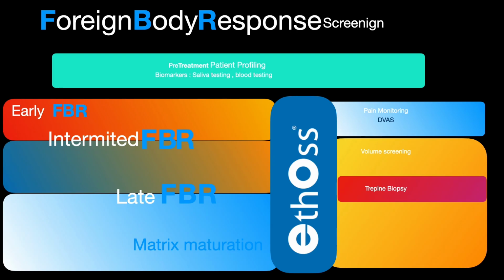So how to screen the foreign body response? So far we got 4 ways. We can do a bit of the pre-screening preparation of the patients by saliva testing or blood testing, making sure the patient is prepared for the surgery. We can screen early FBR by pain monitoring. We can do a trephine biopsy, and we got quite a few studies of that, at any given time following the placement of EthOss or implant, and see what's happened around it. Or we can do volume screening.